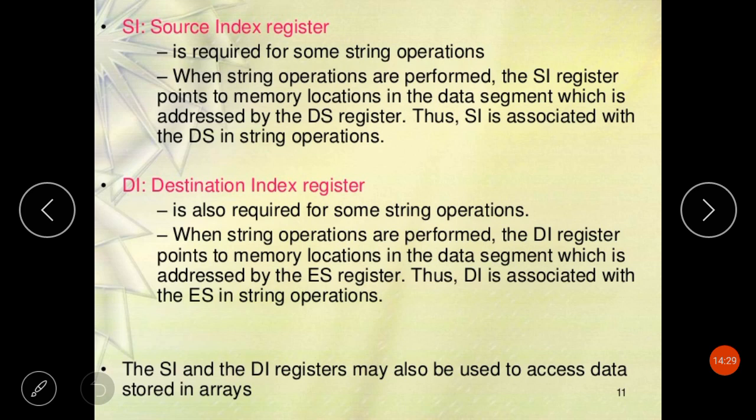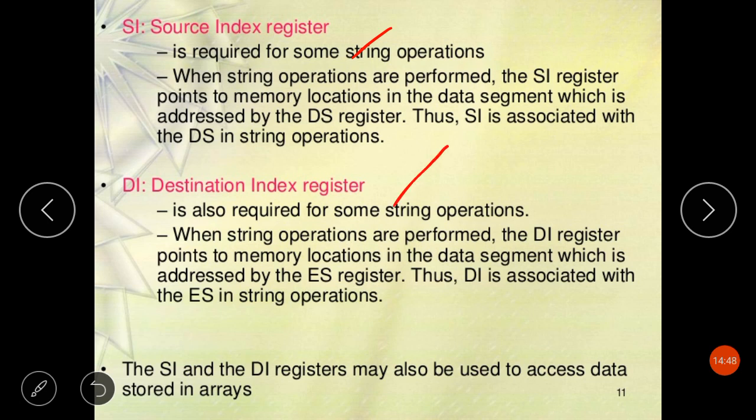The next is the source index register. The source index can be used to hold the offset of a data word in the data segment. In this case, the 20-bit physical data address is calculated from the source index and data segment.